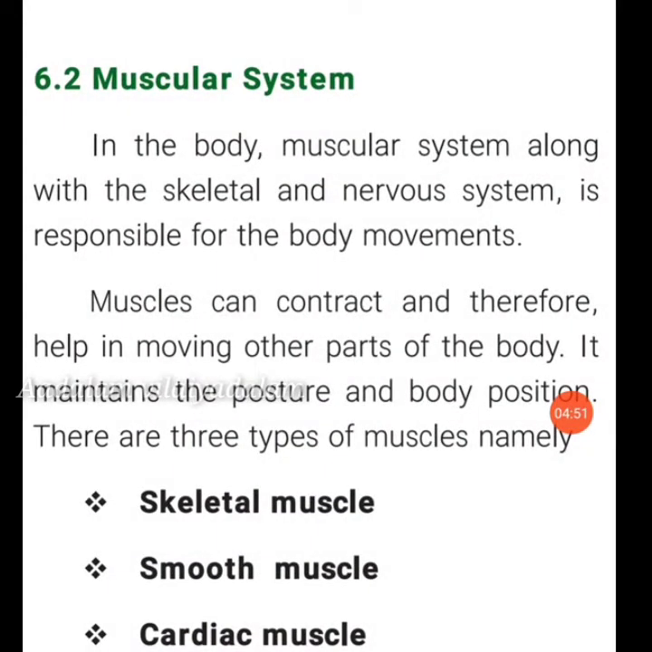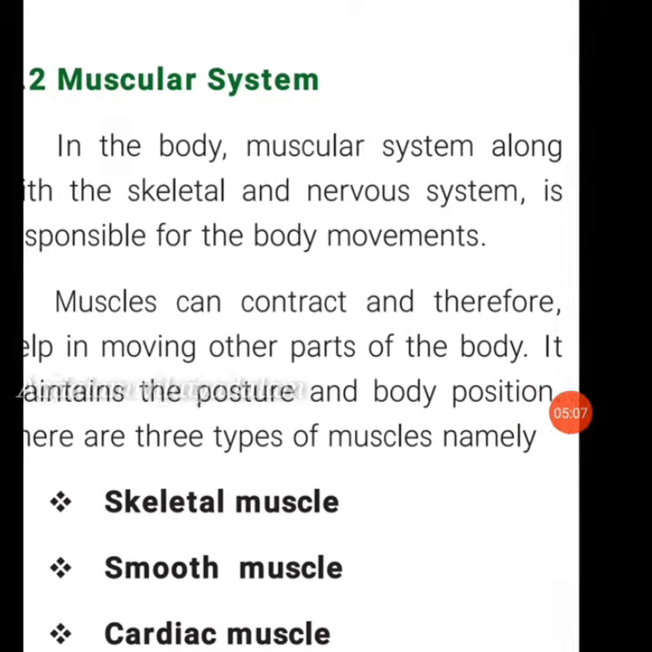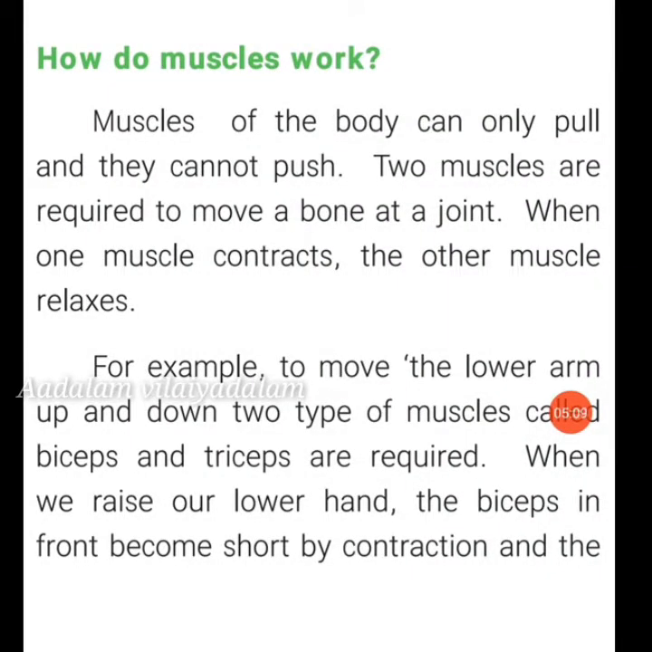Next system, the muscular system. The muscular system, along with the skeletal and nervous systems, is responsible for body movements. There are three types of muscles, namely skeletal muscle, smooth muscle and cardiac muscle. How do muscles work? Muscles of the body can only pull and they cannot push. Two muscles are required to move a bone at a joint: when one muscle contracts, the other relaxes.